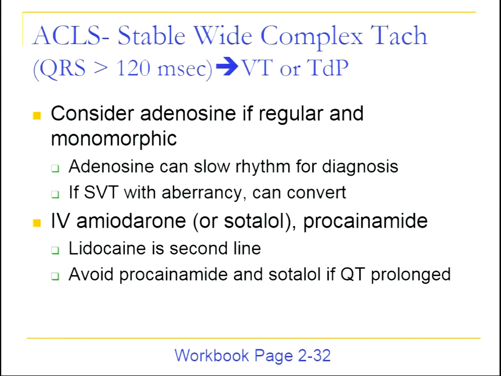Now we're getting into the wide complex tachycardias. Basically, we go to amiodarone if it's a wide complex tachycardia. If it's monomorphic, the guidelines will say you can use adenosine. That is not to cardiovert that rhythm. That is just to slow the rhythm down so that we can see the underlying rhythm. Of course, sotalol and procainamide can be used, but you would not use those if you had heart failure, for example.